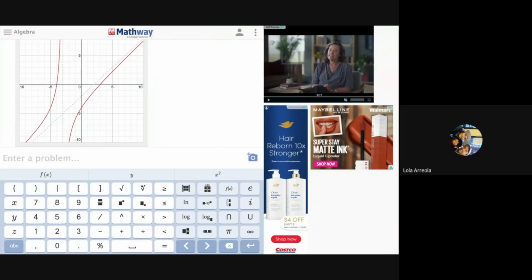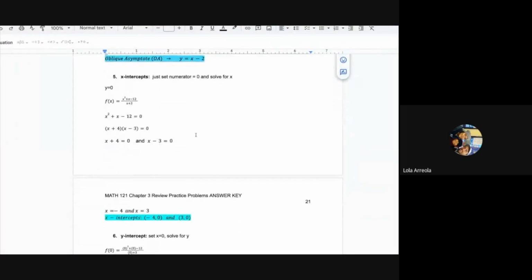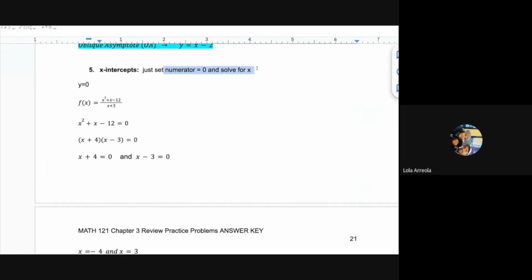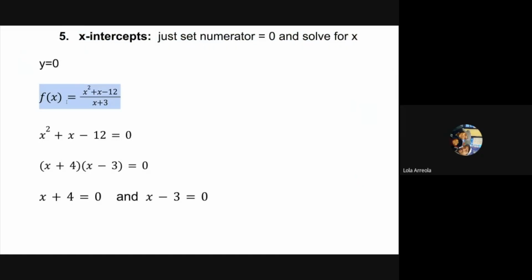So it's in my instructions. X-intercepts, just set the numerator equal to 0 and solve for x. Okay, that's all we have to do for x-intercepts. So notice we have f of x is equal to x squared plus x minus 12 over x plus 3. What is my numerator portion? This right here. So this is what I'm going to set equal to 0. It's telling me to set the numerator equal to 0 and solve for x.